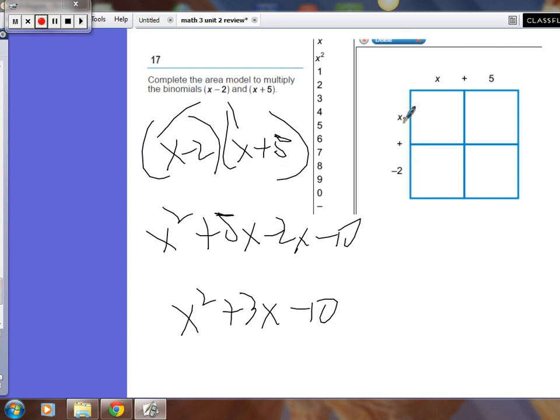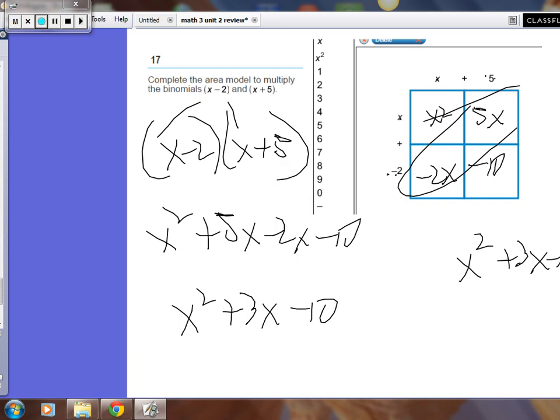So now this x times x, that's going to be x squared. X times 5, that's going to be 5x. A negative 2 times x is a negative 2x. And a negative 2 times 5 is a negative 10. And if you add up, I guess these are your like pieces. So you're going to get the same answer. X squared plus 3x minus 10.